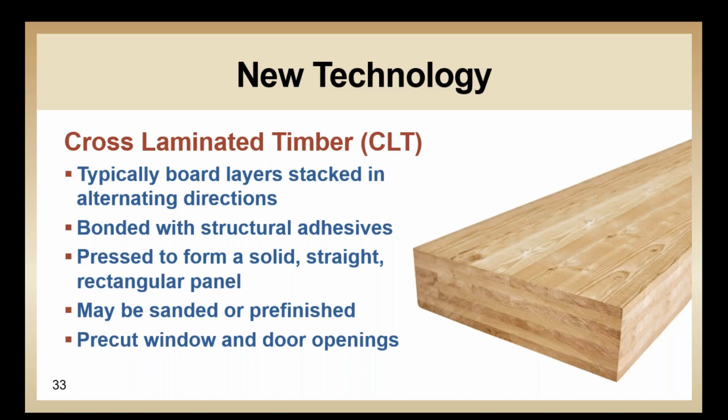A CLT panel consists of several layers of kiln-dried lumber boards, typically stacked in alternating directions, bonded with structural adhesives, and pressed to form a solid, straight, rectangular panel. CLT panels consist of an odd number of layers, usually 3 to 7, and they may be sanded and pre-finished before shipping. While at the mill, CLT panels are cut to size, including door and window openings, with state-of-the-art computer-controlled routers, capable of making complex cuts with high precision. Finished CLT panels are exceptionally stiff, strong, and stable, handling load transfer on all sides.